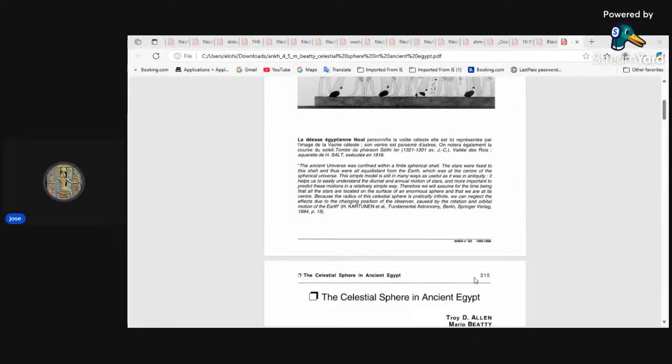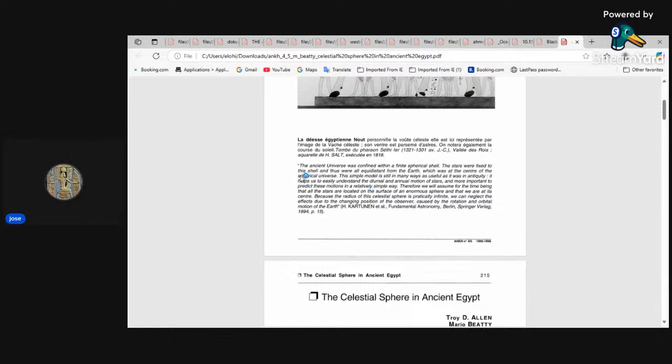This is a teaser for the introductory paper I'm going to read here, The Celestial Sphere in Ancient Egypt. Right, so let me go ahead and get into it. The ancient universe was confined within an infinite spherical shell.